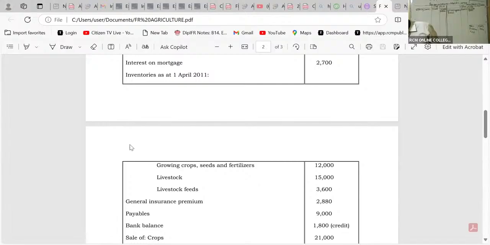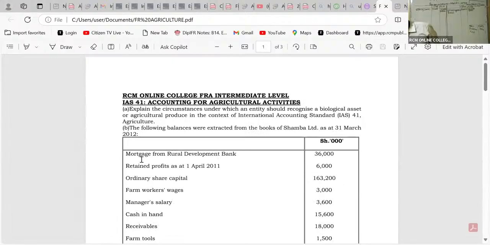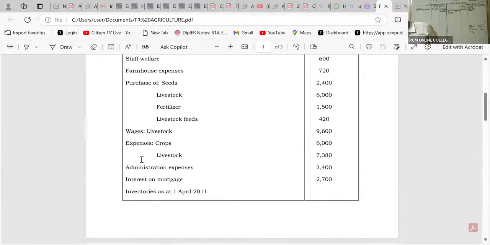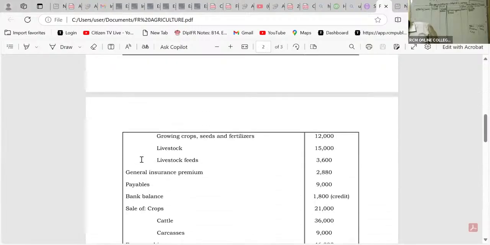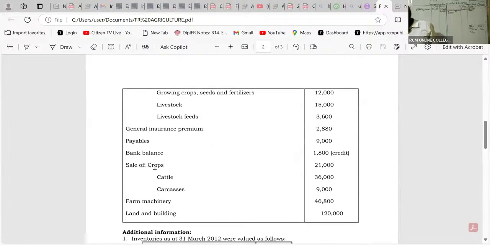I can see purchases here. But I want the sales. You can see the sales. Sales of crops, 21,000. And then we have sales of cattle, 36,000. Then we have some other strange thing here.